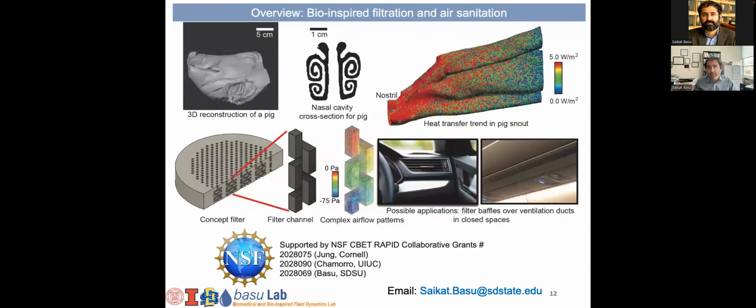There is another phenomenon that we have come across. When air passes through the animal nasal passage, it warms up rapidly. This thermal conditioning effect is controlled by the flow physics and can be an important feature toward designing real-life applications. At this point, I think we can translate this concept beyond face masks for more large-scale installations. For example, we can think of filter baffles that can be placed over ventilation ducts inside closed spaces like a car or an aircraft cabin.